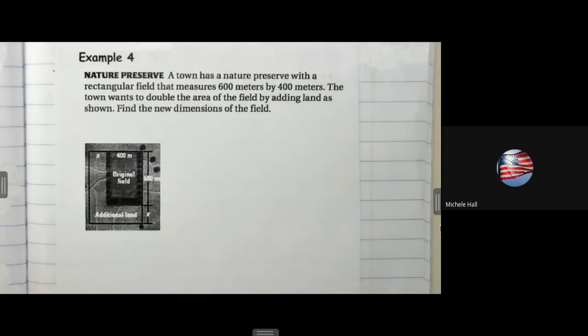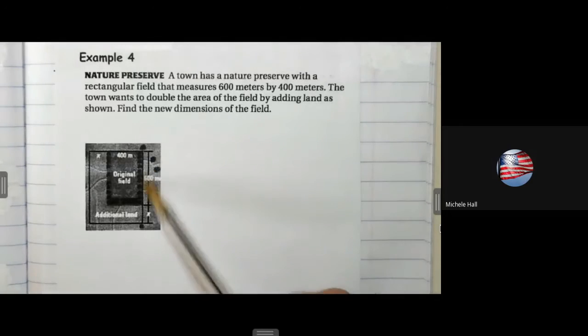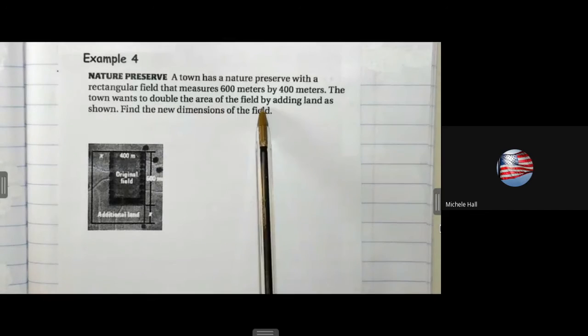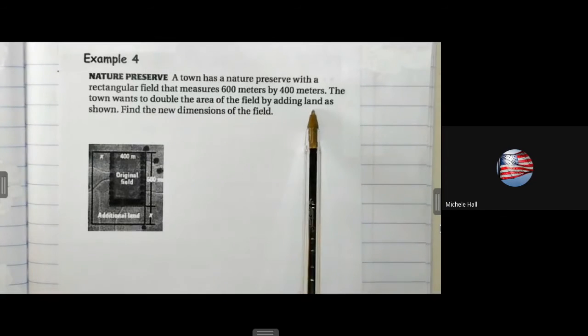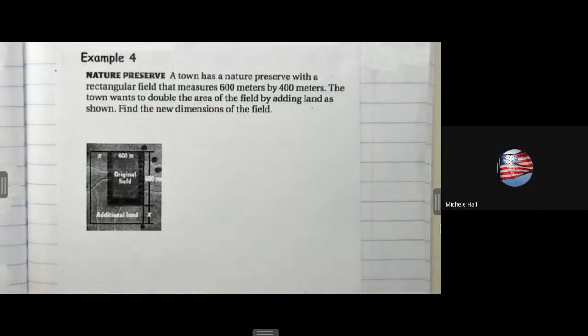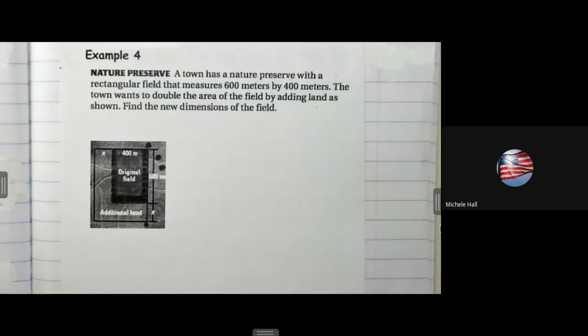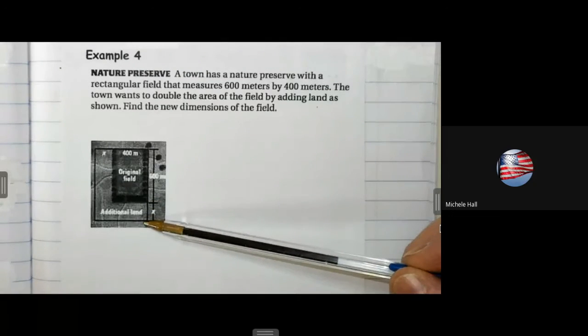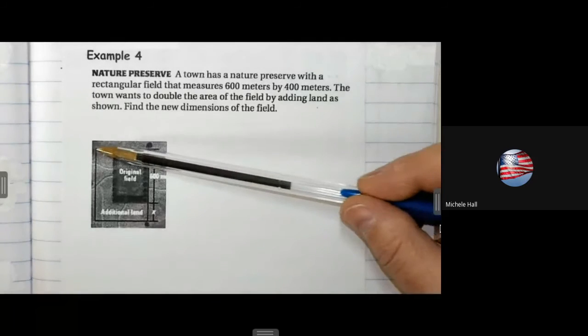All right, example 4, nature preserve. A town has a nature preserve with a rectangular field that measures 600 meters by 400 meters. The town wants to double the area of the field by adding land as shown. Find the new dimensions of the field. So it looks like they're wanting to add on to this side and add on to this side.